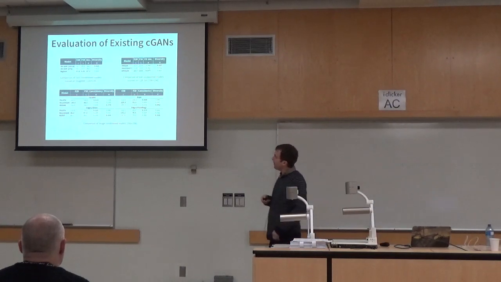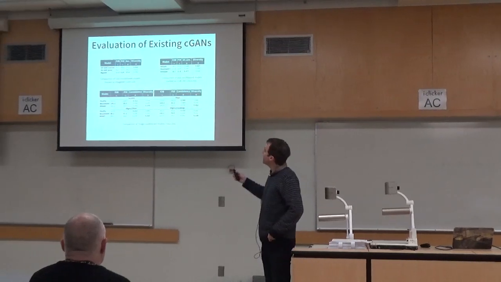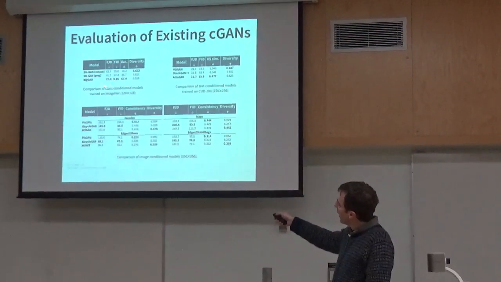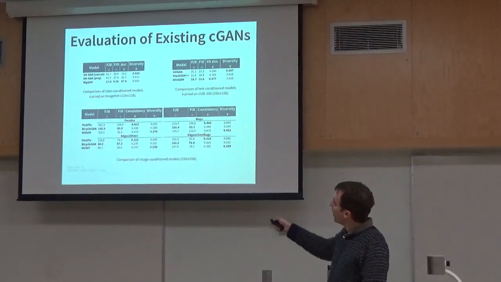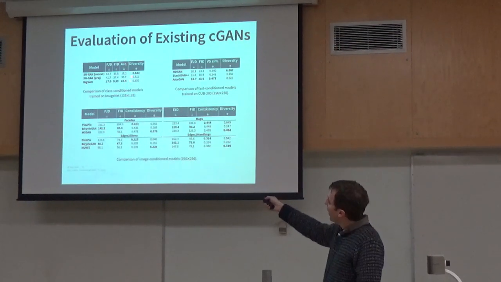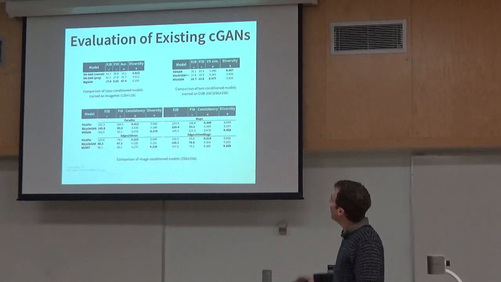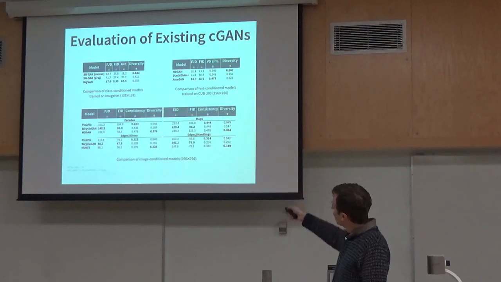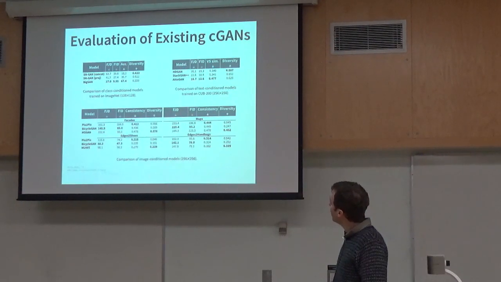We do evaluation not just on the synthetic data sets, but on a number of real data sets like ImageNet. So we do class conditional models, three state-of-the-art architectures. We evaluate them according to FJD, FID, a class conditional metric, and a diversity score. We also do text conditional models, where we use an RNN-type embedding for the text. Again, we compare several state-of-the-art text conditioning models.